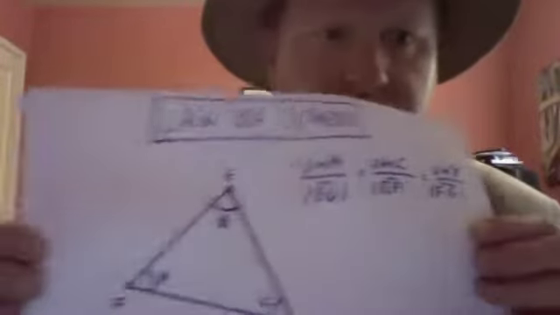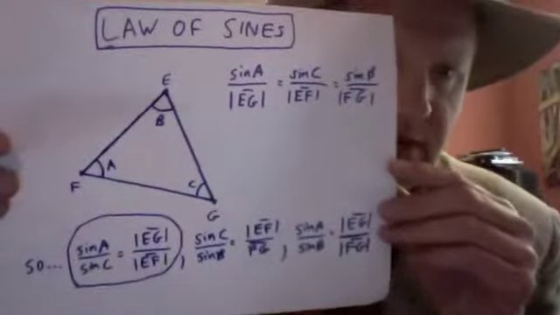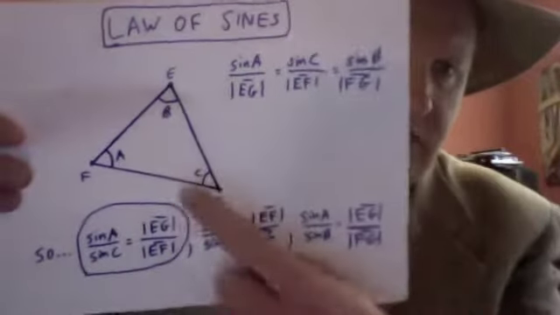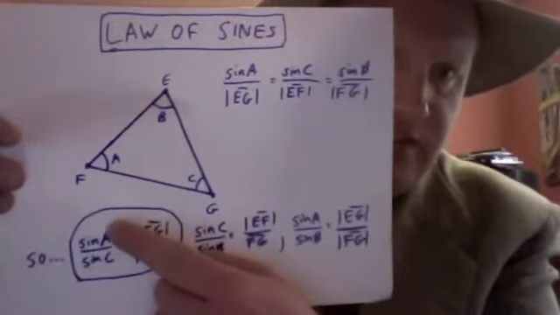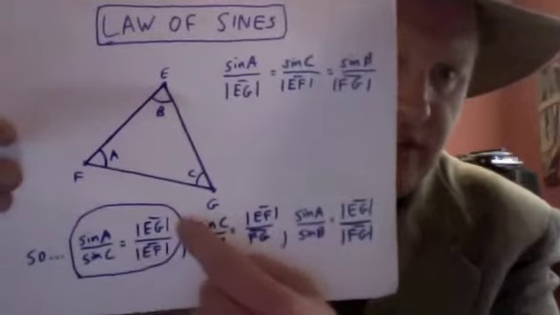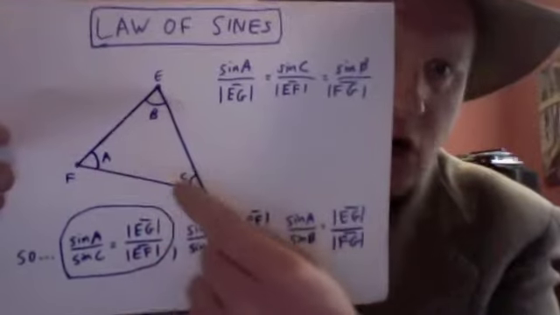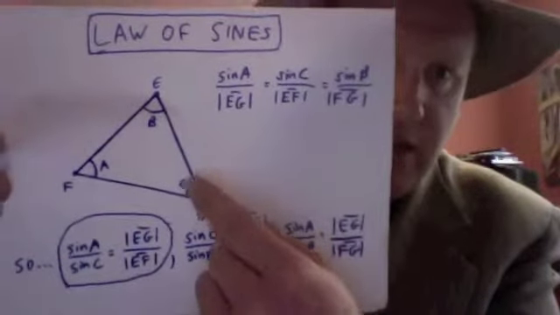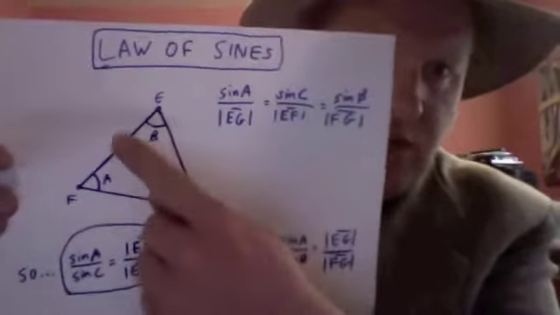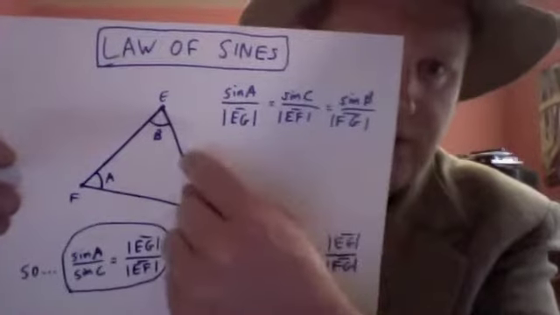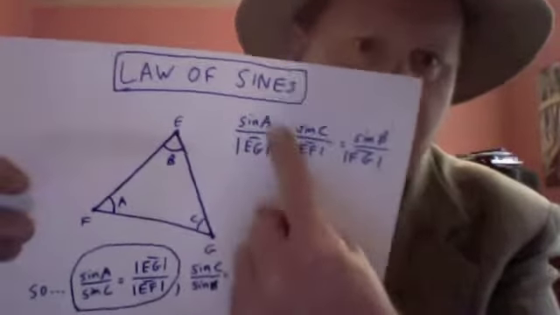I can also derive a bunch of different equations from that. Notice I have one circled that states that the sine of A over the sine of C is equal to EG over EF. So the sine of A divided by the sine of C is equal to the length of EG over the length of EF. Now that can be derived algebraically from what we have here. I'm going to prove it, not in formal geometry. That's going to be your job next video, but I'm going to prove it using algebra.